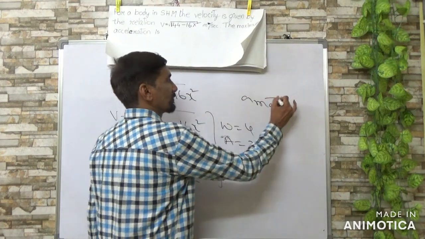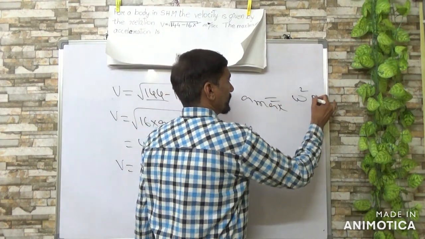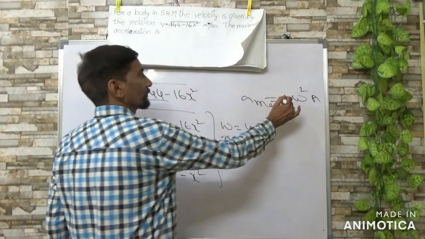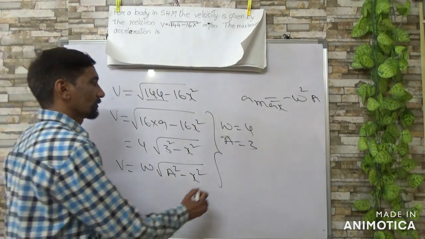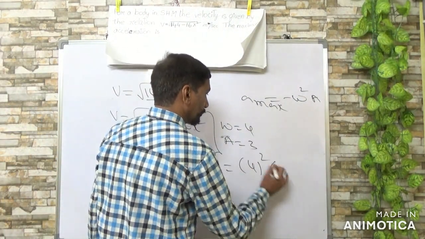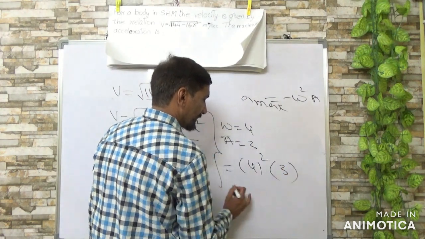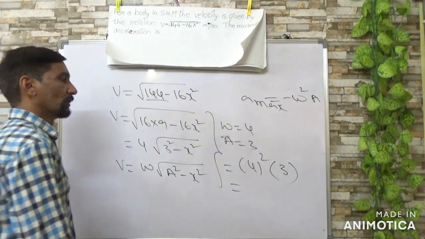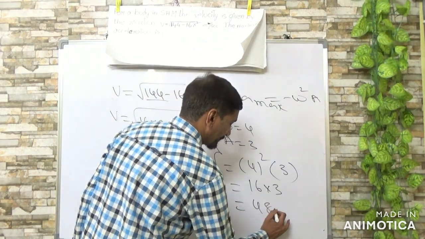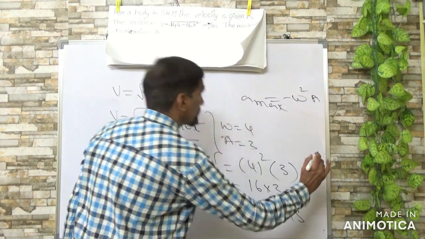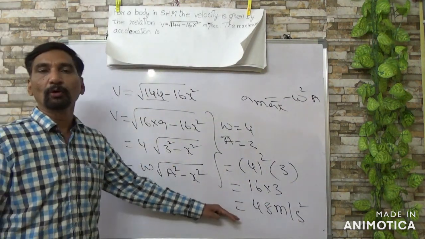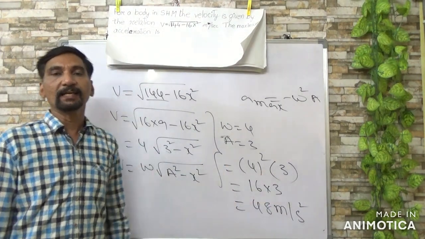So maximum acceleration is omega square a. The sign indicates only direction. So omega square, 4 whole square, into a which is 3, right? So 16 threes are 48 meter per second square. So the maximum acceleration is 48 meter per second square.